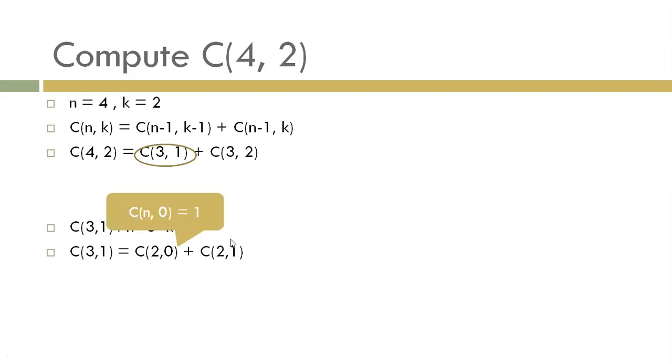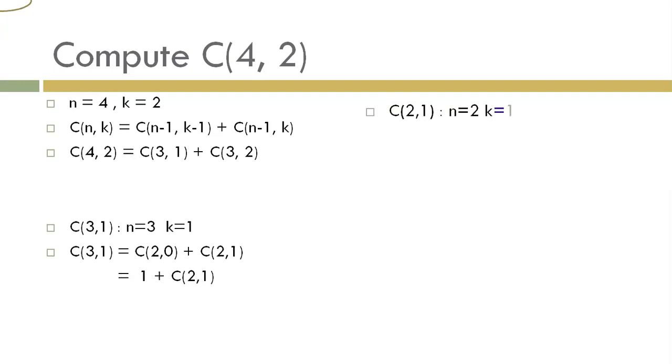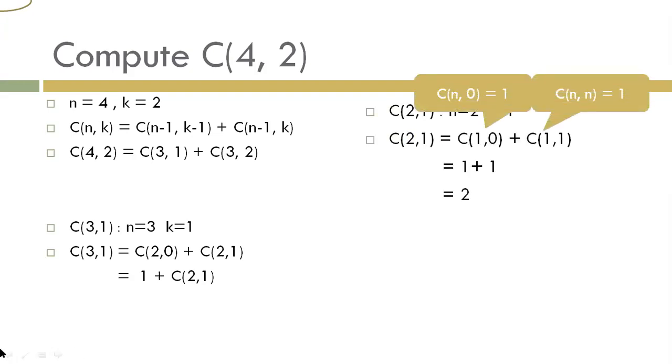We all know that C of n comma 0 is equal to 1. So in this case, this recurrence relation says C of 2 comma 0, and let us substitute 1 in place of that. So it will become 1 plus C of 2 comma 1. Now, we will solve C of 2 comma 1.